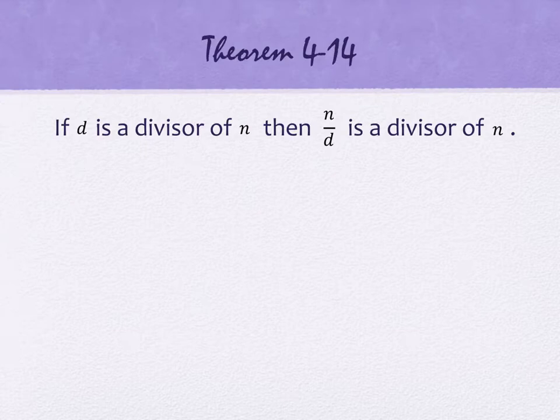Okay, let's take a look at a few theorems and how they apply and how they're used. Theorem 414 says, if D is a divisor of n, then n divided by D is a divisor of n. Another way of saying this is that factors occur in pairs, and I'll give you an example.